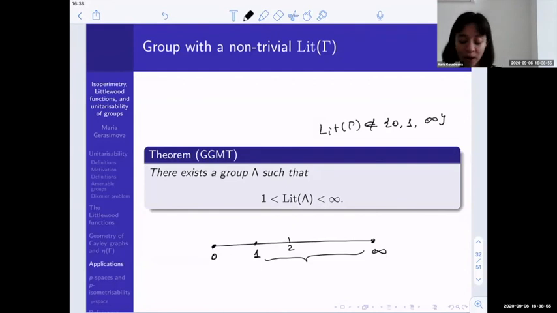And we have some complicated groups which have Littlewood exponent between 1 and infinity. And also, I should tell that I don't know if this group is unitarizable or not. This group is very complicated, as I told you, because it does not have a free subgroup inside, and it is constructed as a limit in some sense, because you really need to control some property for all finite symmetric sets.